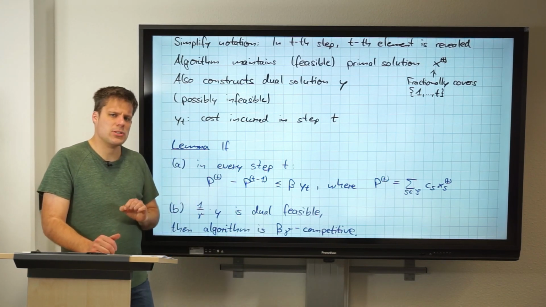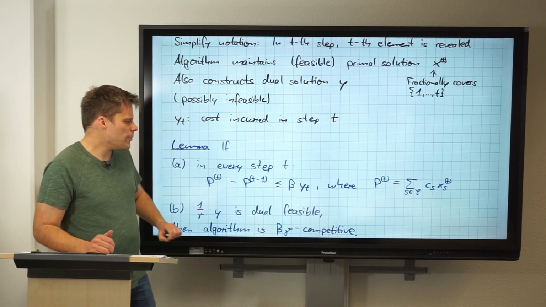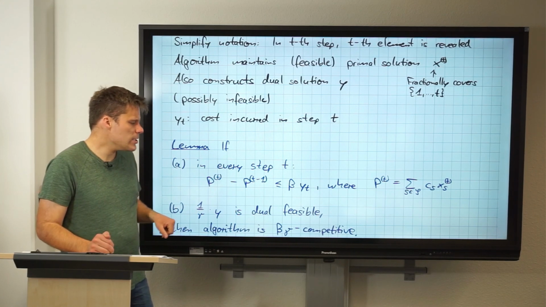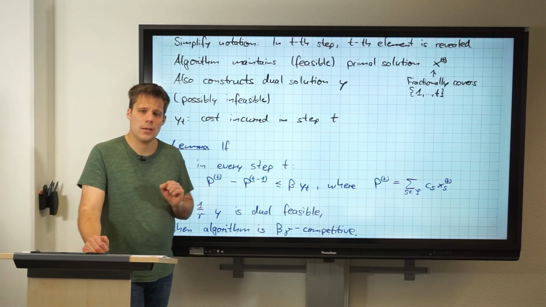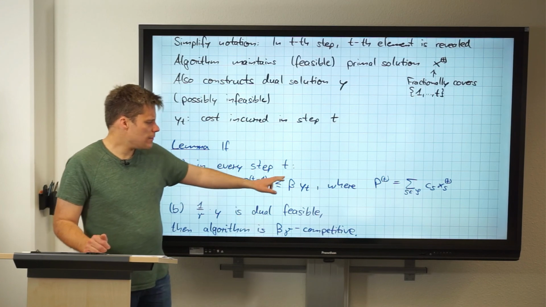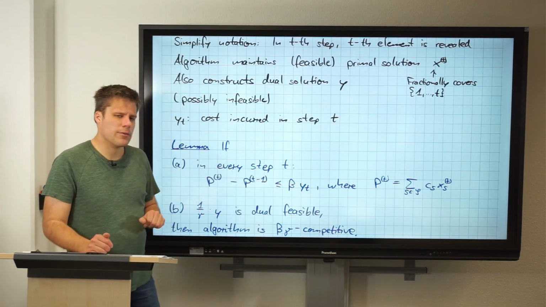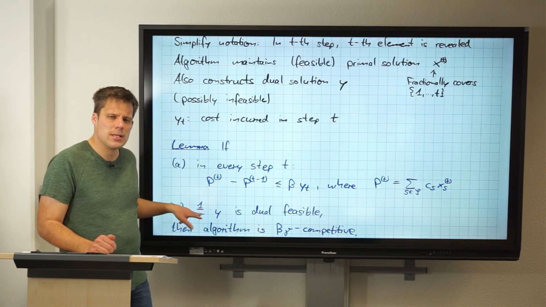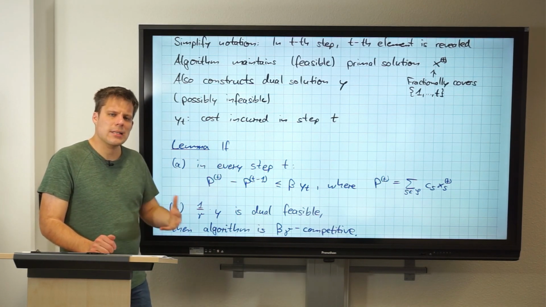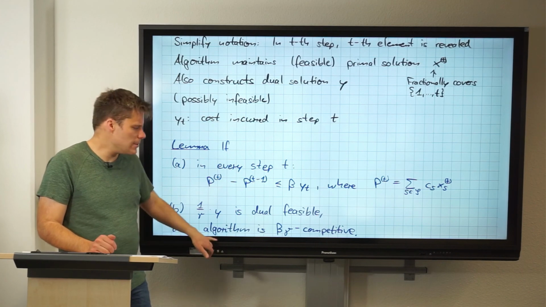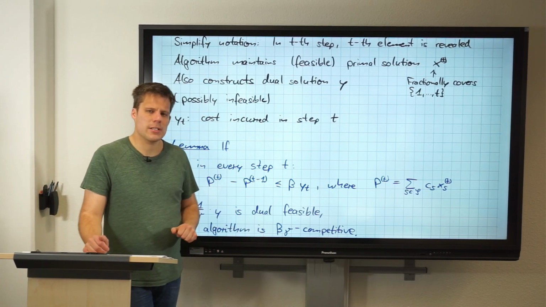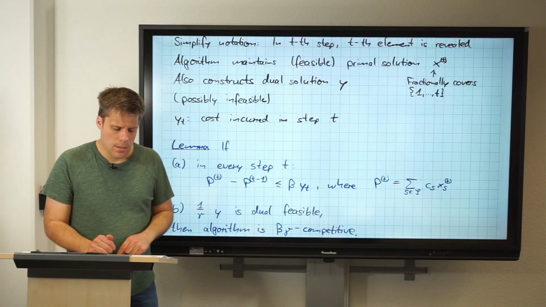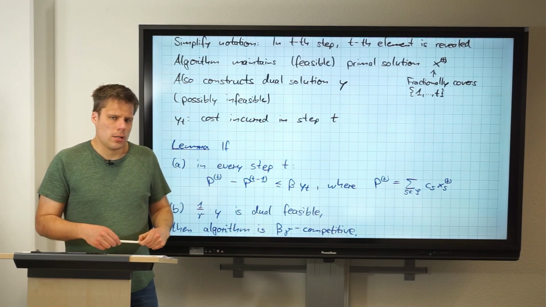Well, this is too much to hope for, and therefore we have these two factors beta and gamma involved here, which now tell us that we don't have to keep exactly track of how much we're spending, and this doesn't have to be exactly dual feasible. Only a scaled down version of it has to be dual feasible, and then we have a competitive ratio of beta times gamma. Good.